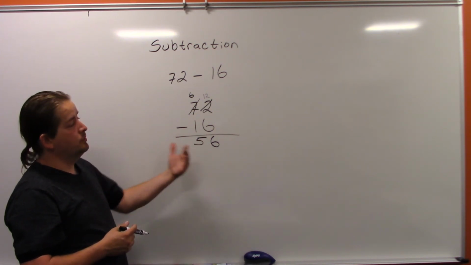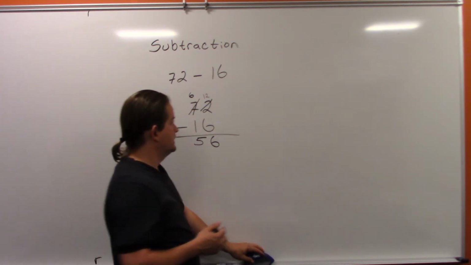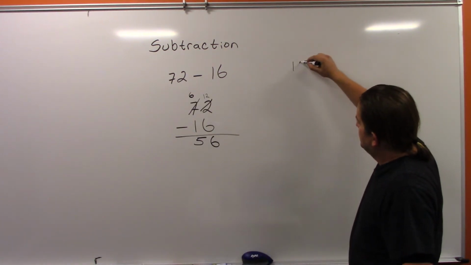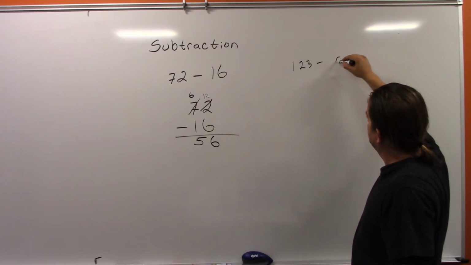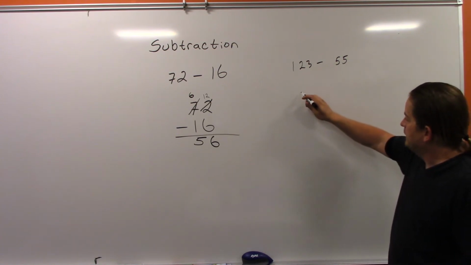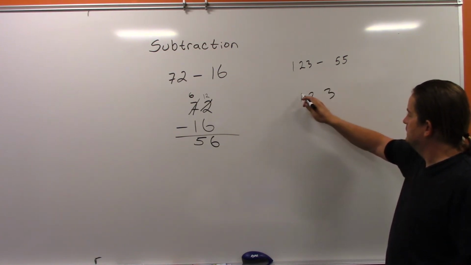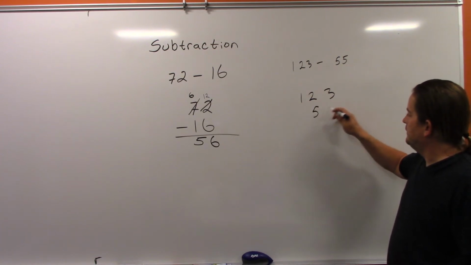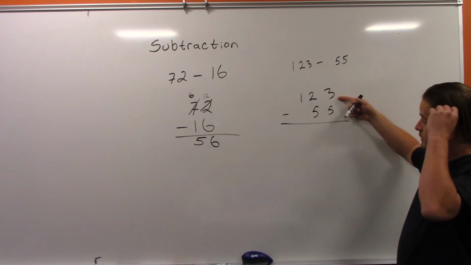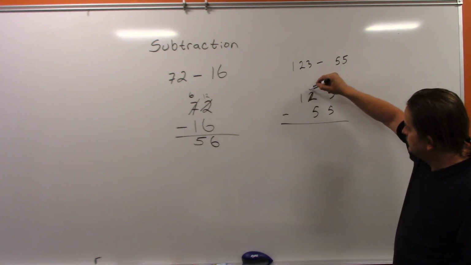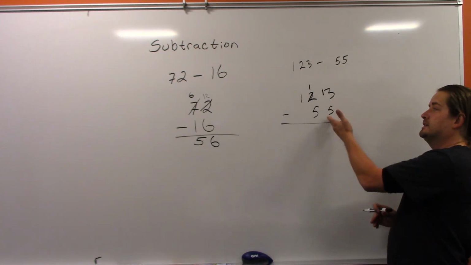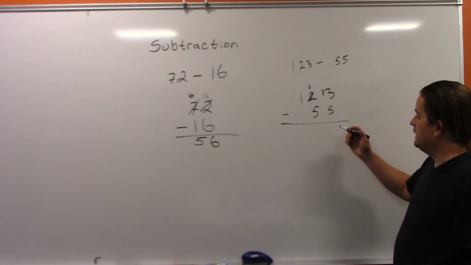And we might have to do that multiple times, right? Let's say that I have 123 minus 55. If I line these up, 123, and then 55. Again, I can't take 5 from 3, there's not enough here, so I borrow from the 2, which becomes a 1, and I change my 3 to be a 13. Now I can take 5 from 13, right? That gives me 8.